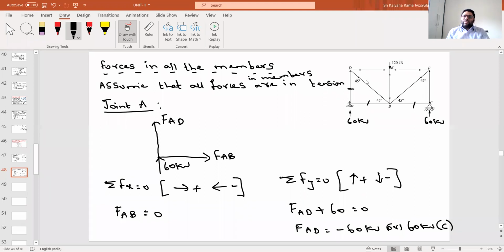Symmetry means whatever we have on the left hand side, same thing will be there on the right hand side. Inclinations, forces, the load, everything is same on the left hand side and right hand side. So if we can calculate for AB, that will be same as BC. If we can calculate for AD, that will be same as for CF, and DE will be same as for EF.